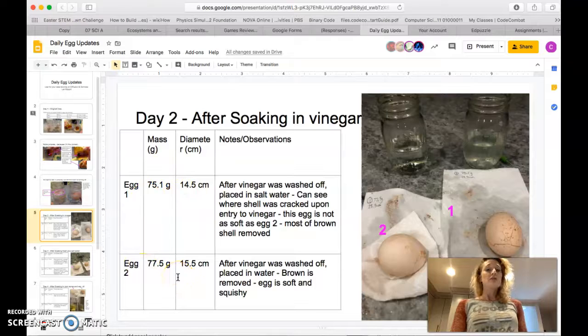And I want to remind you that vinegar is acetic acid and water. So that might give you a clue, if we're studying diffusion and osmosis, as to how the eggs might have gained mass after soaking in vinegar, even though they lost their shell.